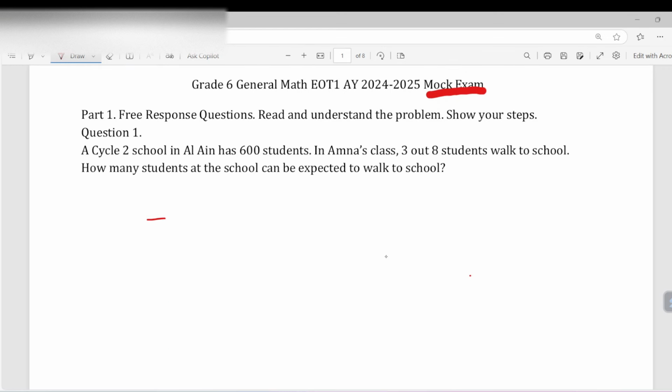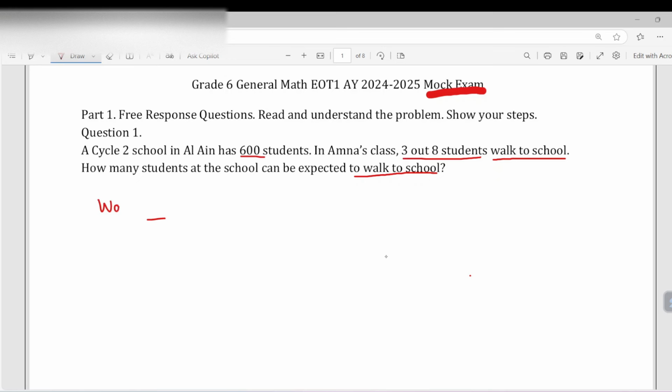A school in a lane has 600 students. In Amna's class, 3 out of 8 students walk to school. How many students can be expected to walk? So there are a total of 600 students, and 3 out of 8 walk to the school. How many are walking to the school?